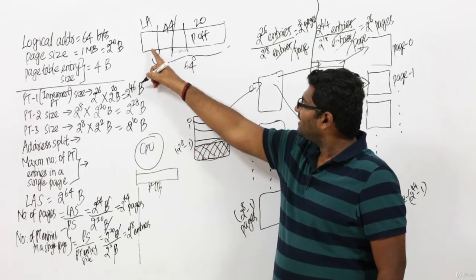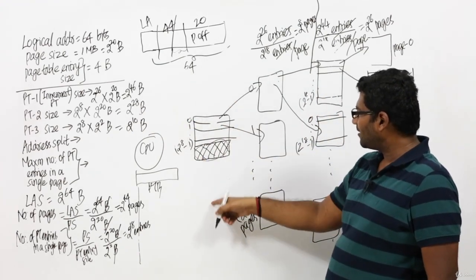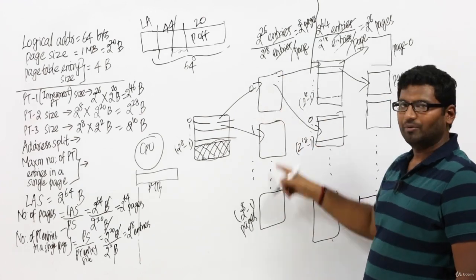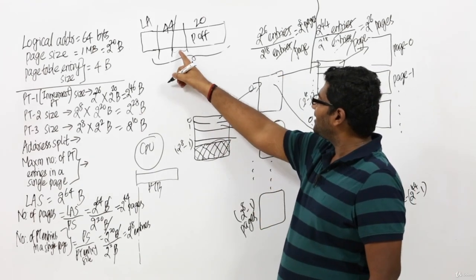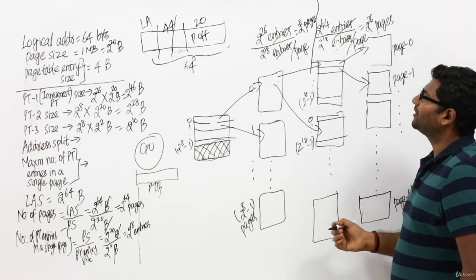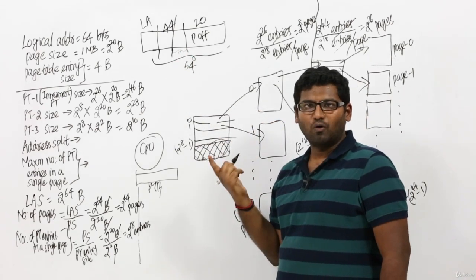See, this region is actually used to index into the outermost page table, right? This region is used in order to index into this level of page table. Similarly, this region is used in order to index into this level of page table. Now my question is, what will be the size of this region? How many bits will this region hold?